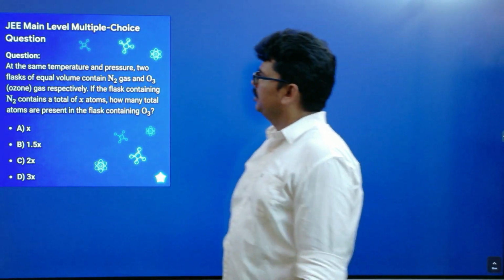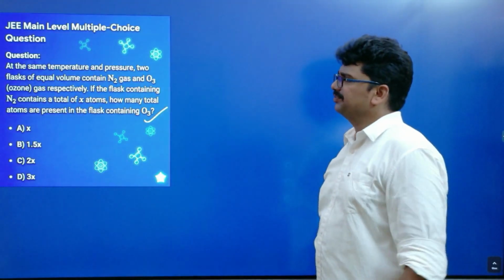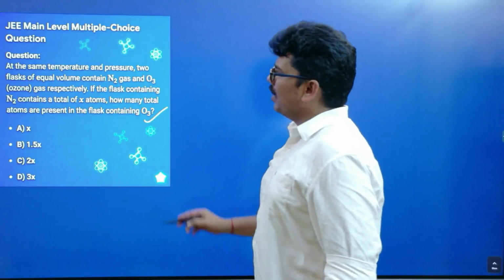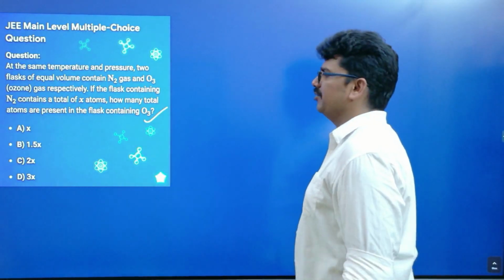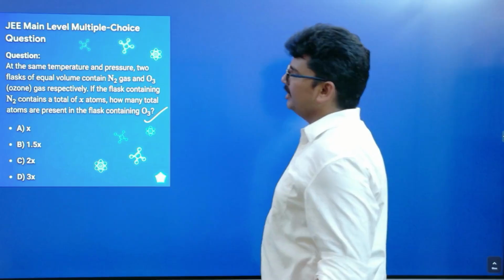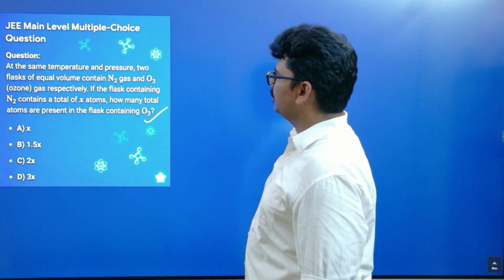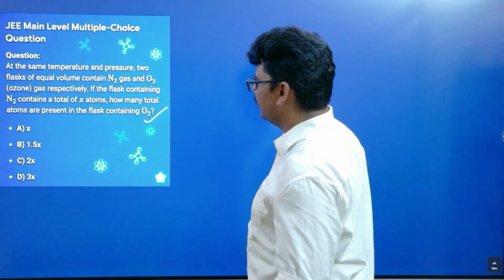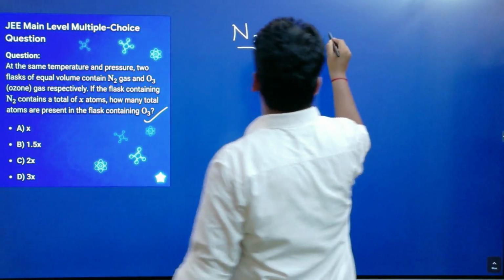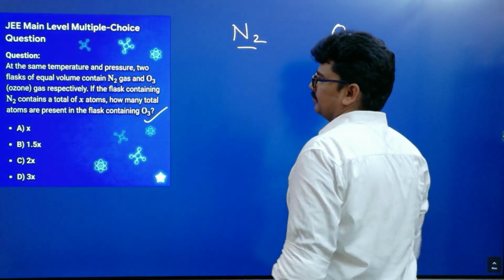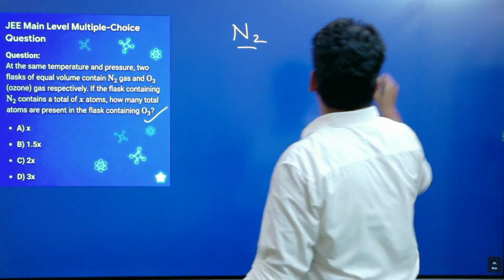Next problem. This is also one of the very important problems based on Avogadro's hypothesis. At the same temperature and pressure, two flasks of equal volume contain nitrogen gas and ozone gas respectively. If the flask containing nitrogen contains a total number of X atoms, how many total atoms are present in the flask containing ozone? So here we have two gases, nitrogen and ozone. What is given here? Volumes are same.